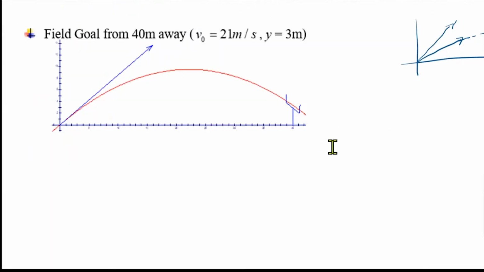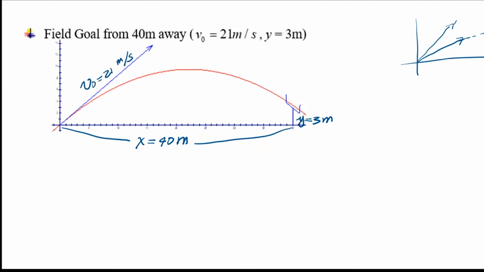Okay, so velocity is 21. We'll say this x downrange here is 40 meters this way. And this goalpost is 3 meters high. This y here is 3 meters. You know what I'm saying? And this initial velocity is 21 meters per second. And this angle, we don't know. That's what we'd like to figure out. Do you understand the setup?